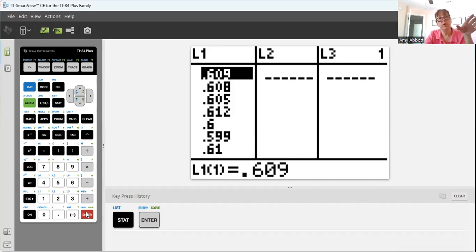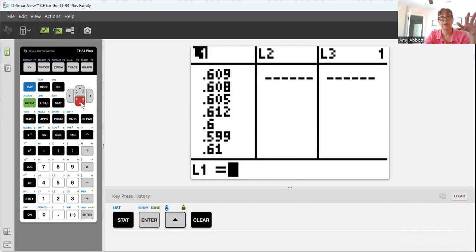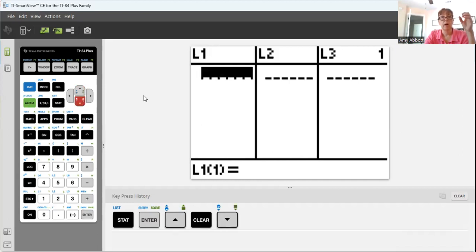Oh, I'll just show you too. If you're wondering how to get rid of the numbers, you can type over them, I know, but you can hit the up arrow. It takes you to the top of the list. Then you hit clear and the down arrow, everything's gone.